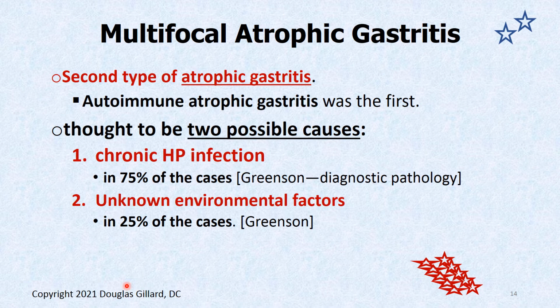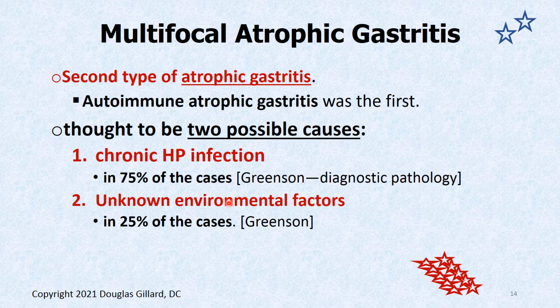So let's talk about it. It's the second type of atrophic gastritis. Autoimmune was the first, and this one is thought to be caused by two main things. HP infection, and not the initial HP infection which affected the pyloric region. This is an HP infection that has taken over the entire stomach, which is a little unusual. And then the other 25% of the cases, 75%, is thought to be from a chronic HP infection.